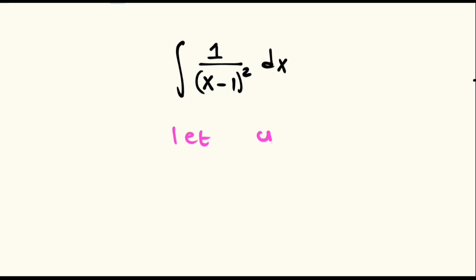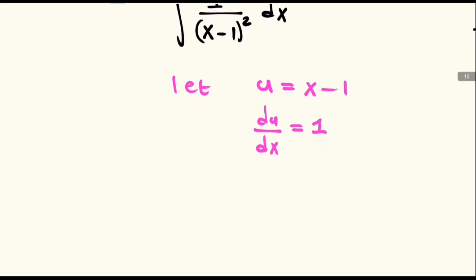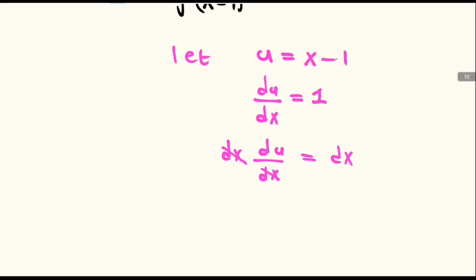So we forget about the 3 for now. We let u be equal to x minus 1 and take the derivative of u with respect to x. The derivative of x will be equal to 1. The derivative of the negative 1 will be 0. 0 plus 1 is equal to 1. Our du over dx, we multiply both sides of the equation by dx. And that dx will cancel out such that du will be equal to dx.